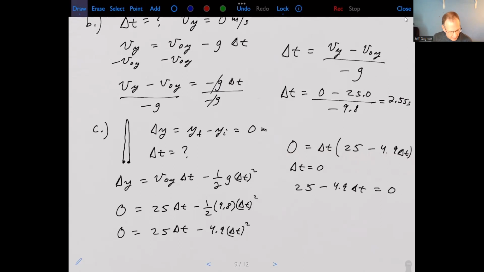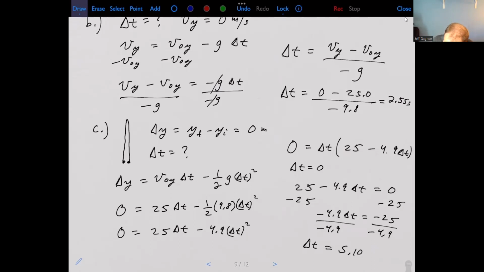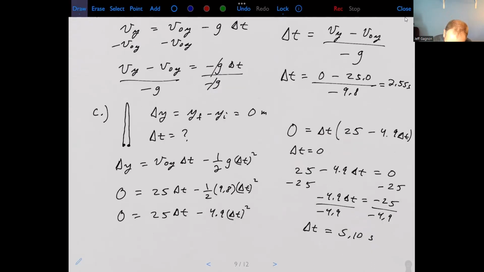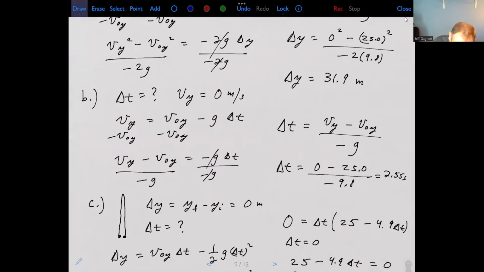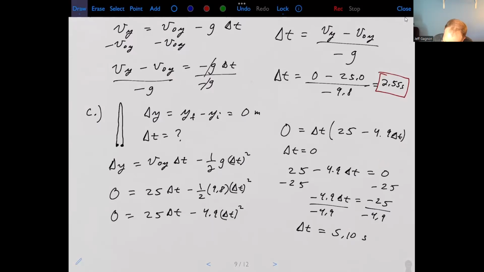We want that time. So if I solve this now, right, I could subtract 25 from both sides. So I have negative 4.9 delta t is equal to negative 25. And if I divide by negative 4.9, I'm going to find that delta t is equal to 5.1. Do another sig fig, 5.10 seconds. So that's the total time that it takes the ball to rise to the peak and come back down, okay? Now notice here, earlier we found that the time just to reach the peak was 2.55 seconds. And now we just found that the total time to go from the hand to the peak and back down to the hand again is 5.10 seconds.